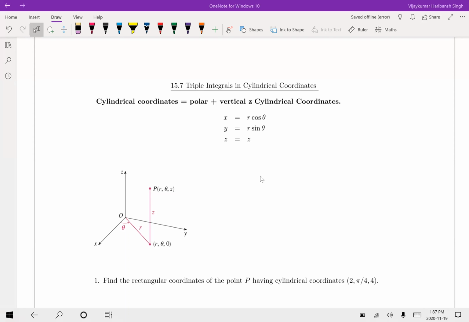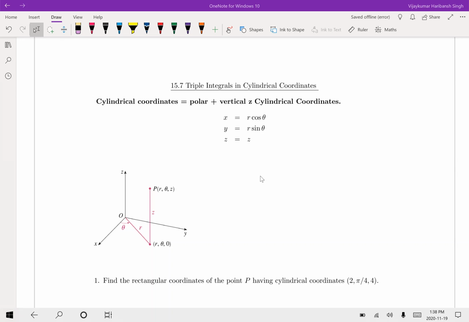Welcome students. We want to discuss triple integrals in cylindrical coordinates. Again, the idea is that in double integrals we had polar coordinates. Now for triple integrals we are looking for something analogous to polar coordinates. So what is a cylindrical coordinate?